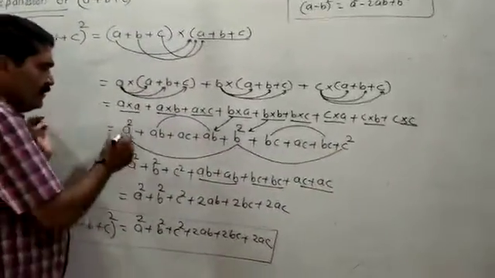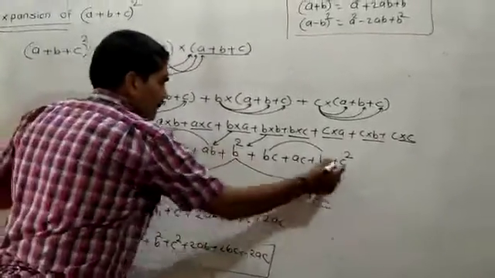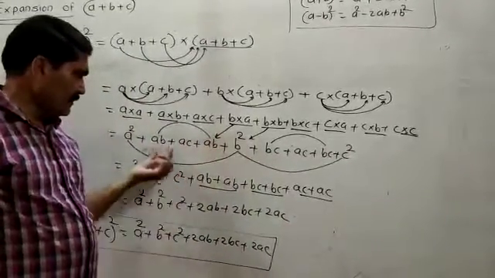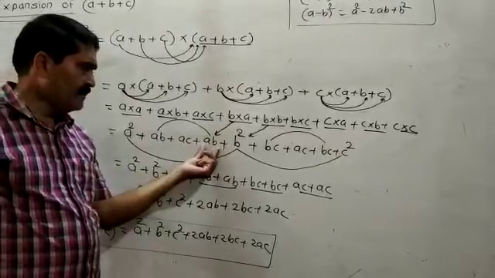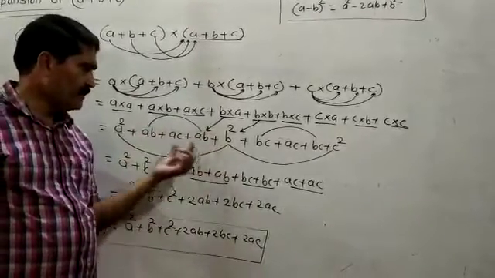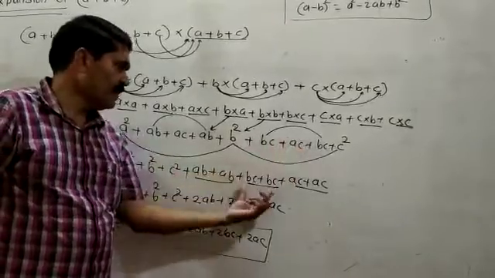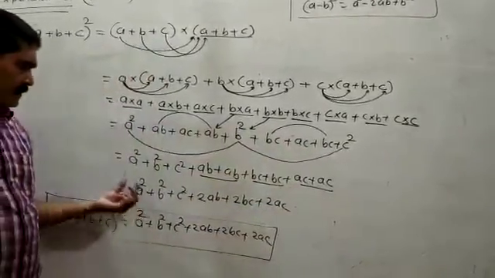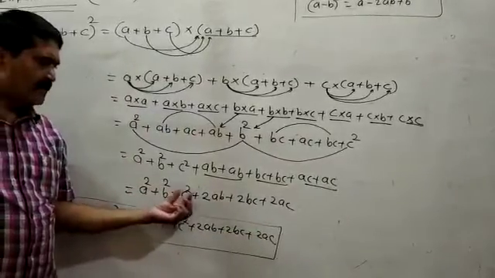Then first of all you have to write these square terms first. Then a square plus b square plus c square you have to write together. Then this ab you have to write with this ab, because these are like terms. This ab plus ab you have to write together. This bc plus bc you have to write together. This ac plus ac you have to write together. Then a square plus b square plus c square as it is.